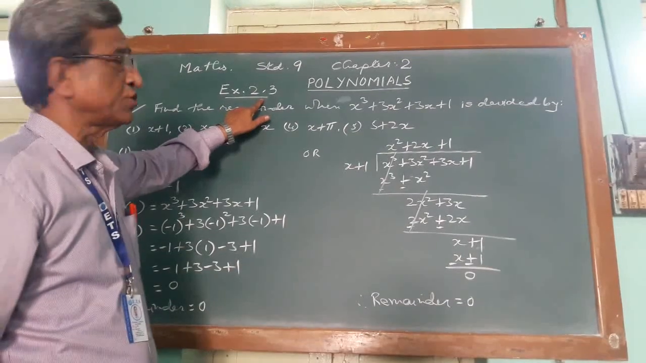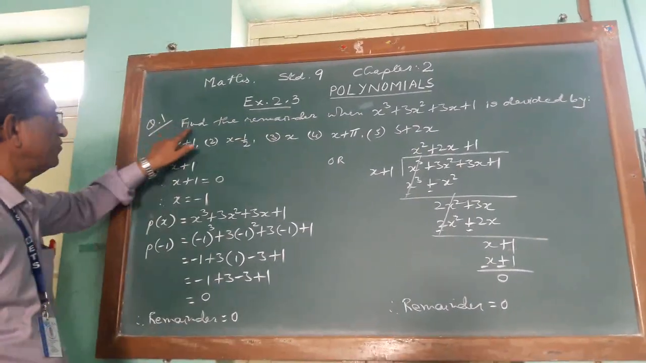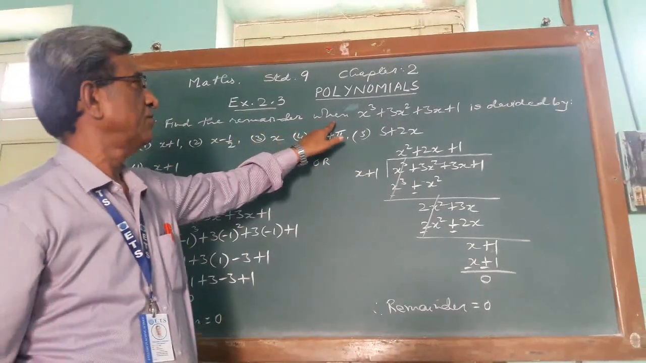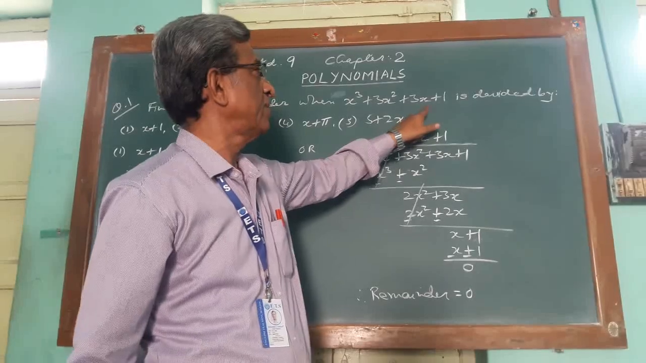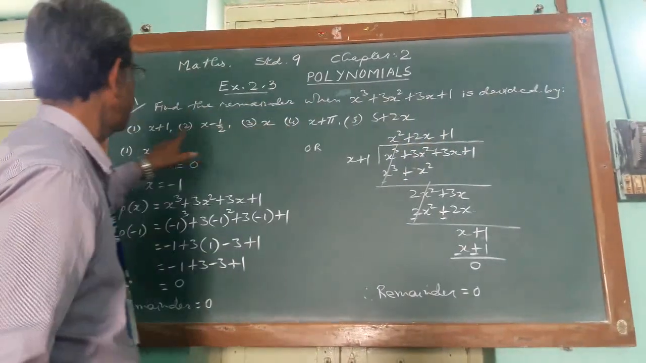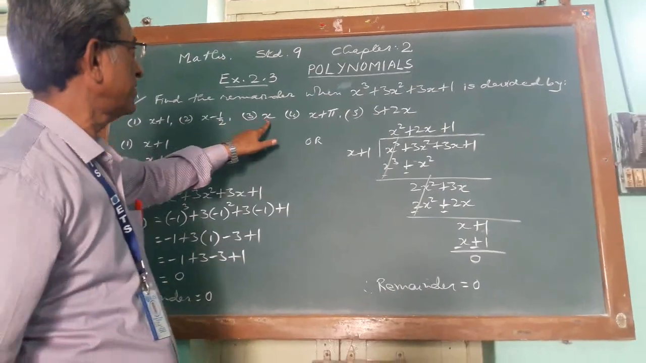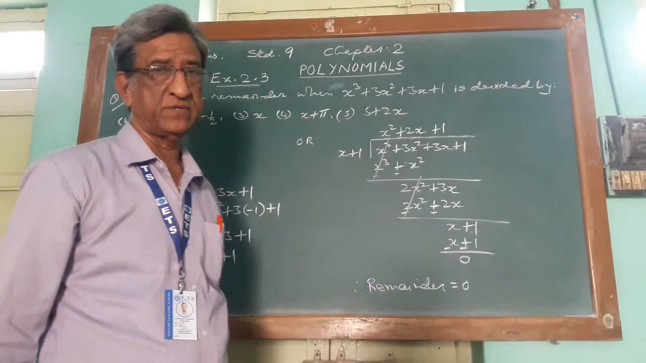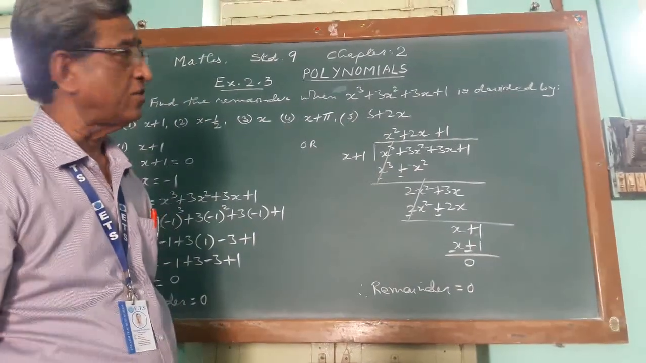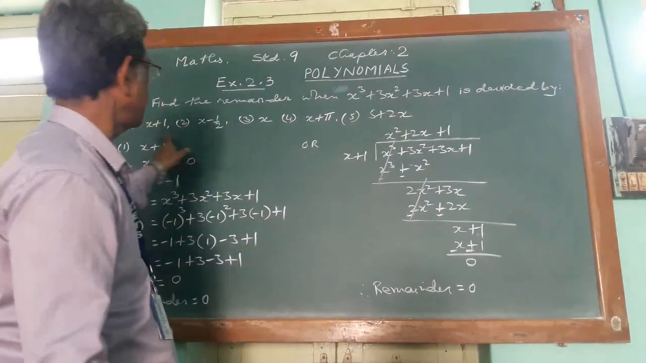Now exercise 2.3. Question number 1. Find the remainder when x cube plus 3x square plus 3x plus 1 is divided by x plus 1, x minus 1 upon 2, x plus pi, 5 plus 2x. So one by one you have to find out whether the given polynomial is divided by this or not.